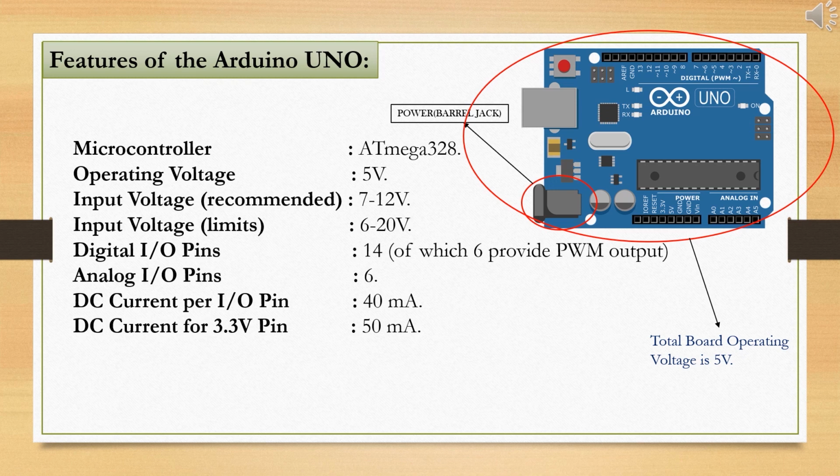Guys, now you might have a doubt: I said the Arduino board operating voltage is 5 volts, then what about the 7 to 12 volts? The 7 to 12 volts is given to the barrel jack as shown in the circuit. Further, the 7 to 12 volts is converted to 5 volts by the internal circuitry of this Arduino board.